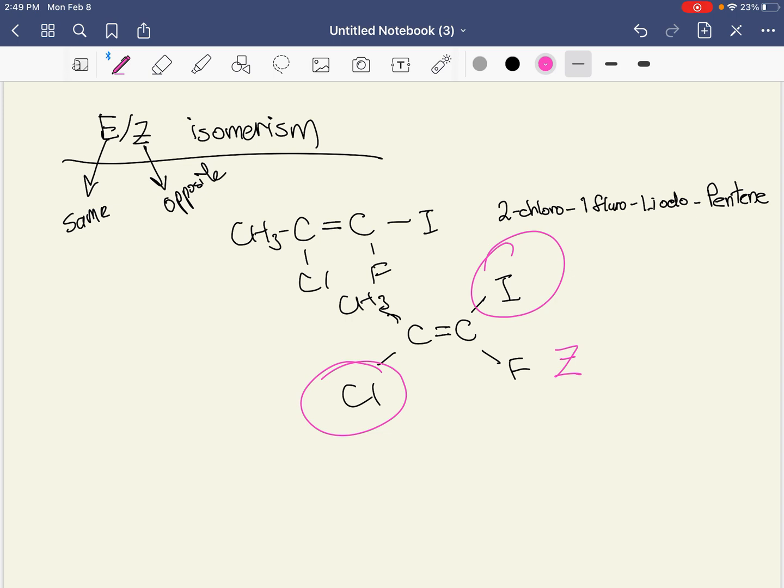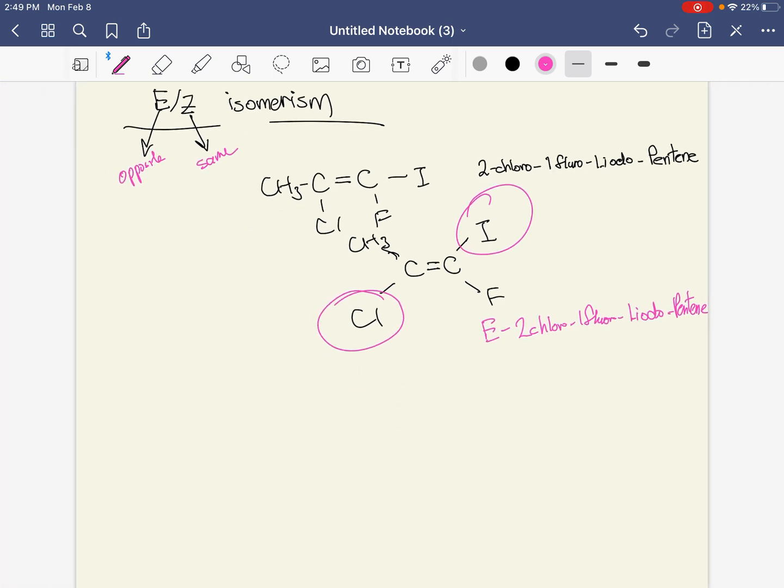I think I messed it up. Sorry. I'm so sorry. I knew it was weird. This is opposite. This is same. Okay, so this one is actually E. I'm so sorry. E. 2-chloro-1-fluoro. Why did I make this long name? Pentene. Okay?